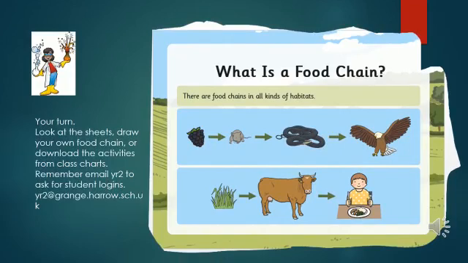So year 2, now it's your turn. Have a look at the BBC bite-sized video. I want you to complete a food chain. Remember, the bottom of the food chain is the producers. Then you have the prey, and then you have the predators. If you have a look at class charts, there are lots of activities you can print out there. If you need your logon, make sure that you email year2@grangeharrow.school.uk.